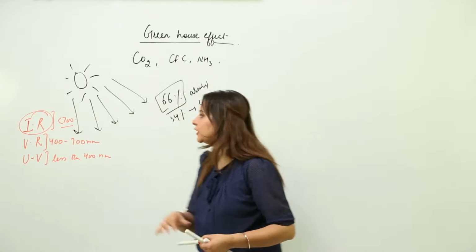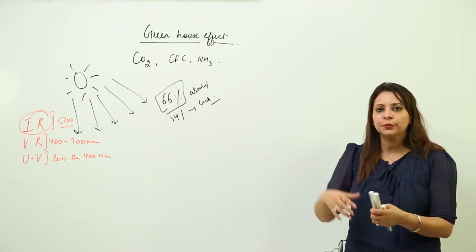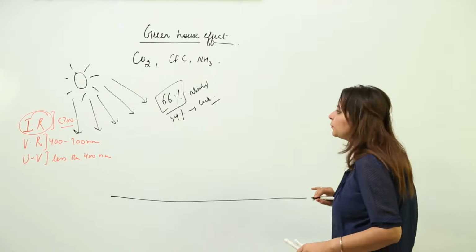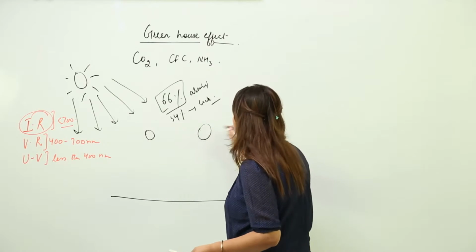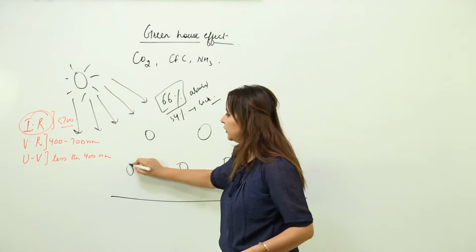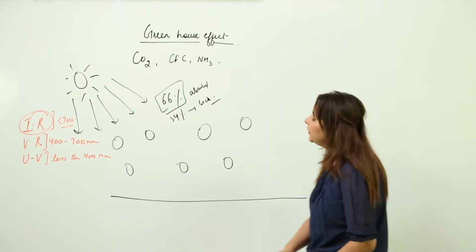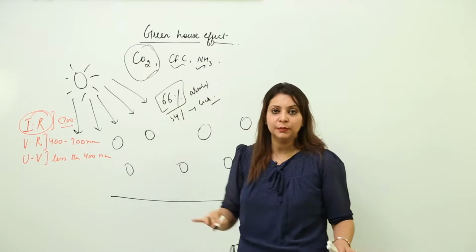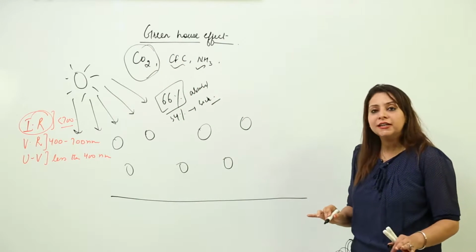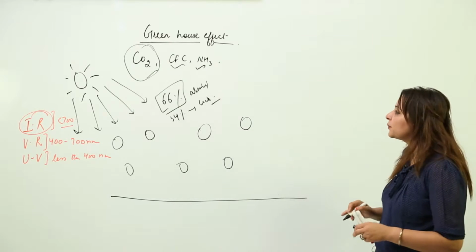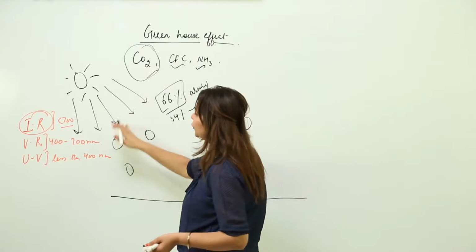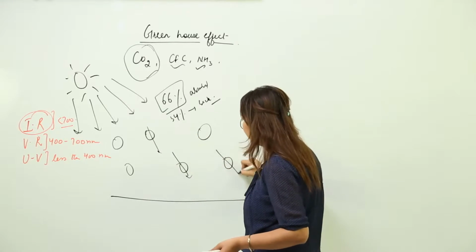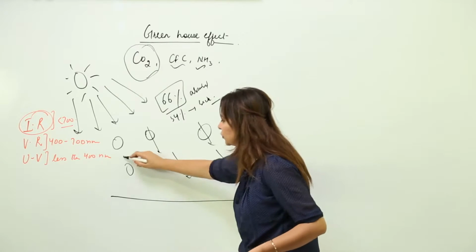So these radiations come to the earth. Suppose this is my land. There are many gaseous molecules present in the atmosphere. Out of those, we are particularly talking about CO2, CFC and ammonia, and particularly CO2, the most important, because it is the main greenhouse gas. When these radiations pass, CO2 firstly allows them to pass through it.